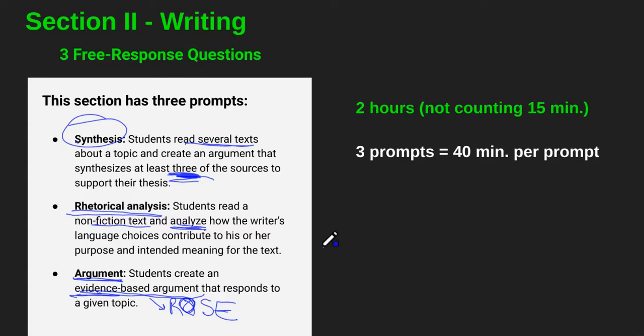So you've got those 3 prompts, which breaks down to about 40 minutes per prompt. Okay, and that's not counting the 15 minutes. So again, somewhere between 40 and 45 minutes is what you should be aiming to use for each prompt. Perhaps you spend 30 minutes on one and 50 on another, but keep this timing in mind so that you make sure you can write 3 solid essays.